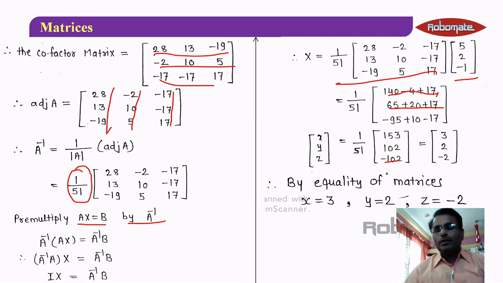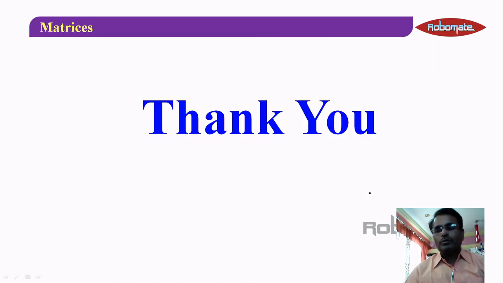Is that clear? So you have x equal to 3, y equal to 2, and z equal to minus 2. This is your solution. This way you can find solutions of systems of equations by using the matrix inversion method.